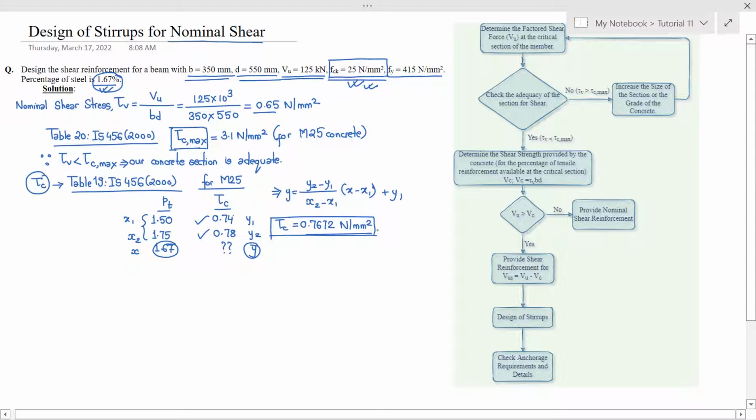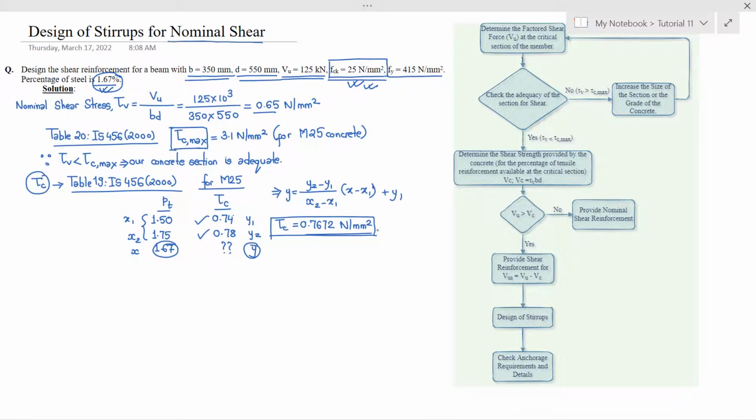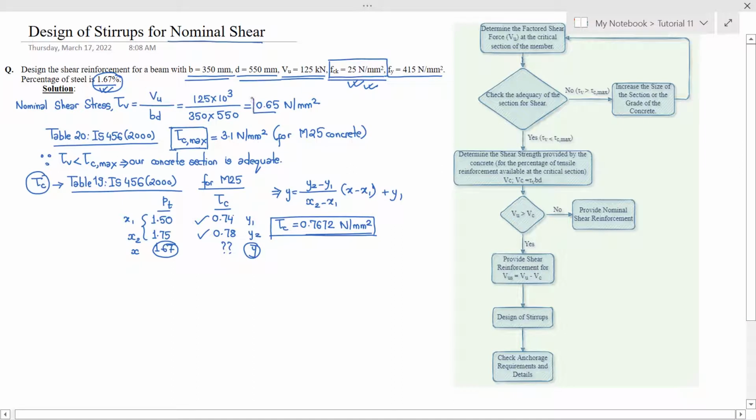Now let's compare the relationship between these three things here. One is the tau v, which is 0.65, another is tau c max, which is 3.1, and another is tau c. You can see that the value of tau v is the lowest, tau v is less than tau c, and this tau c is less than tau c max.